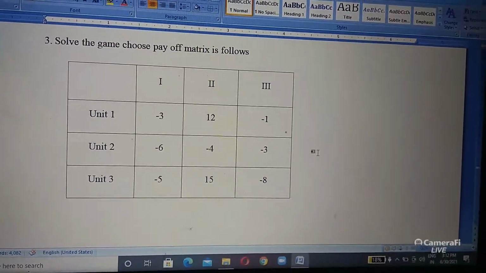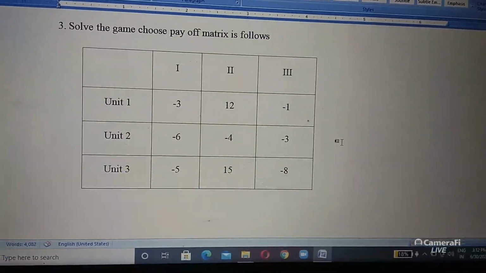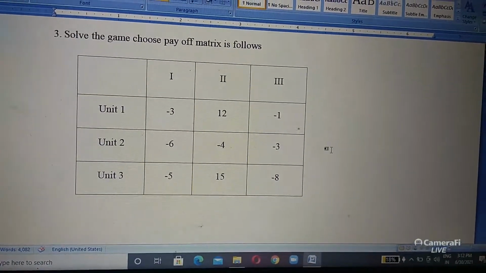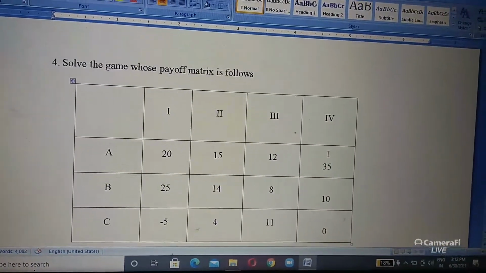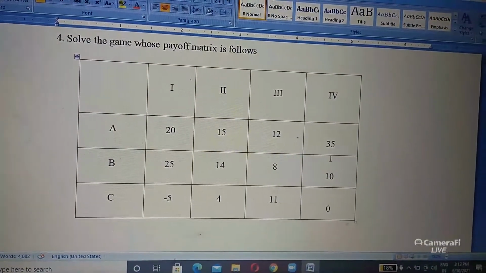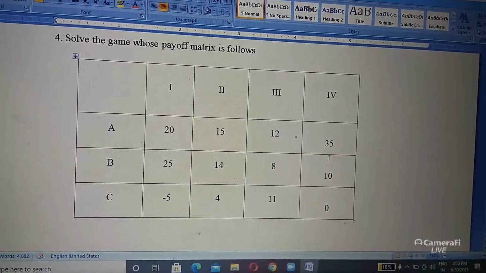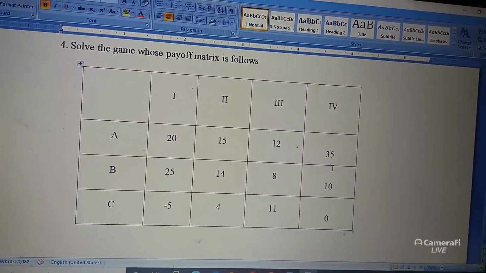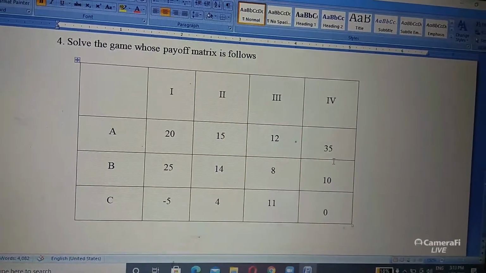You see this problem, solve the game whose payoff matrix is as follows: unit 1, unit 2, unit 3, 1, 2, 3, minus 3, 12, minus 1, minus 6, minus 4, minus 3, minus 5, then 15, then minus 8. According to this question, apply the same procedure that we applied in the previous first and second problems, and this question also belongs to the saddle point only. You see this one here, solve the game whose payoff matrix is as follows: 1, 2, 3, 4, A, B, C, 20, 25, minus 5, then 15, 12, 35, 14, 8, 10, 4, 11, 0.